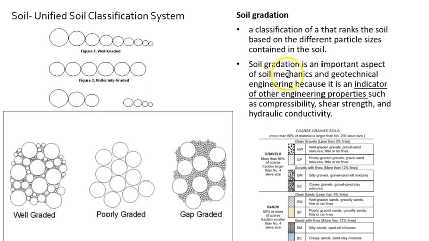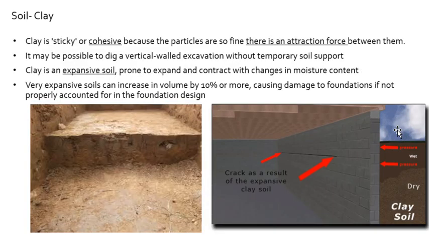So soil gradation is an important aspect of soil mechanics, an indicator of other engineering properties. These are the structural properties, describing the structural capacity of the soil, how well it resists being compressed, the shear strength that I already referred to, as well as its hydraulic conductivity.